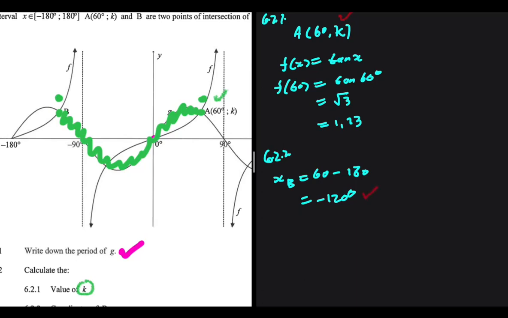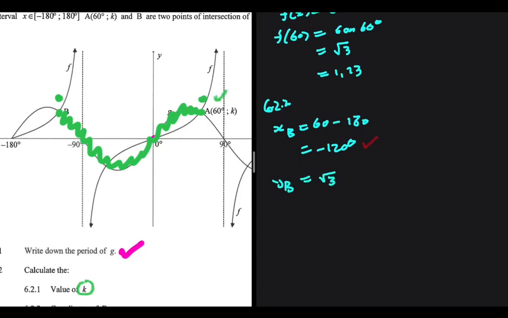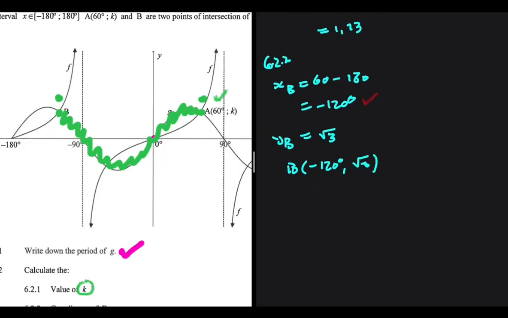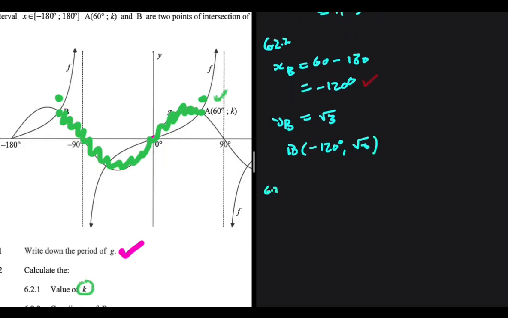And then the y coordinate. A and B share the same y coordinate. So y of B is also equal to square root of 3. So the coordinates of B are minus 120 degrees and square root of 3. That is 6.2.2. Let's go ahead and take a look at 6.3.